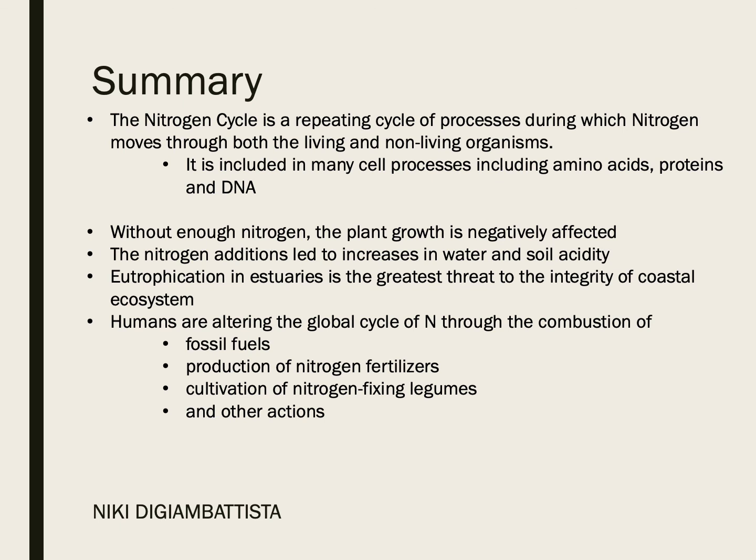The nitrogen cycle is a repeating cycle of processes during which nitrogen moves through both the living and non-living organisms. It's included in many cell processes, including amino acids, proteins, and DNA. Without enough nitrogen, the plant growth is negatively affected. The nitrogen additions led to the increases in water and soil acidity. Eutrophication in estuaries is the greatest threat to the integrity of coastal ecosystems.